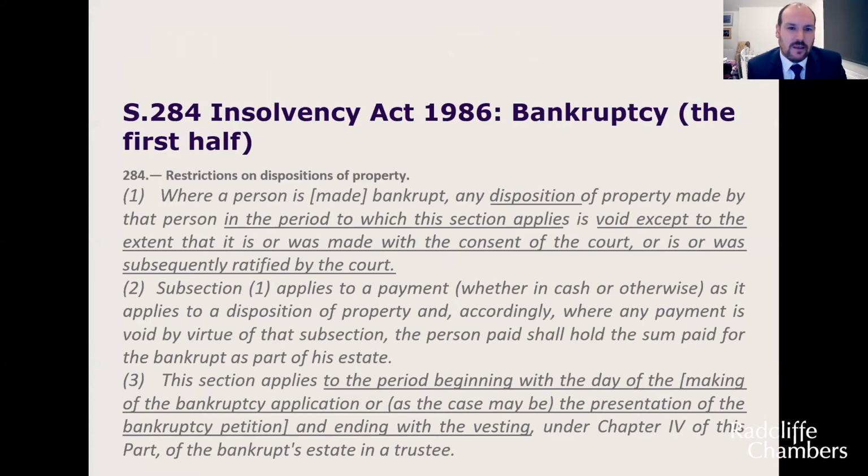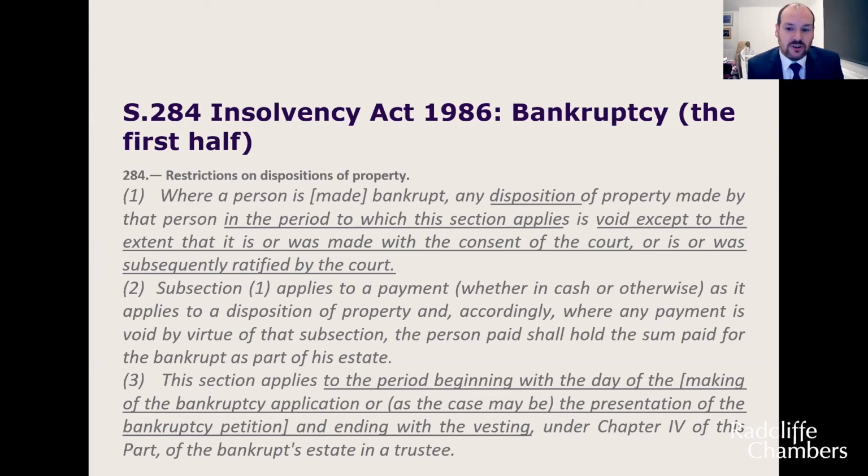Right, on to what everyone wants to hear about, Section 284. So exciting. The next two slides have the section set out in full detail. I'm not going to read in complete depth, but just briefly highlight it again. Subsection 1 quite closely replicates Section 127. Again, we're talking about dispositions of property made by a bankrupt in the period to which the section applies. Those are void except to the extent that it was made with the consent of the court. Again, that's the validation order element, or subsequently ratified by the court.